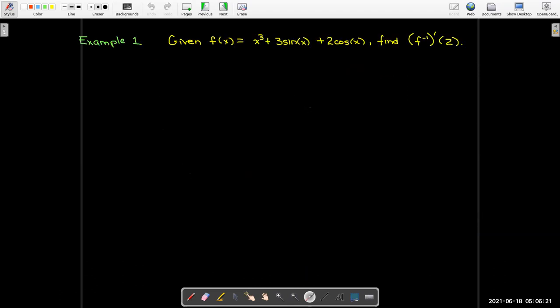Let's look at some examples. So we're given this function. It looks pretty complicated: x cubed plus 3 times sine x plus 2 cosine x. I'd like to find the derivative of the inverse when x equals 2. Right, when the input to the inverse is equal to 2.